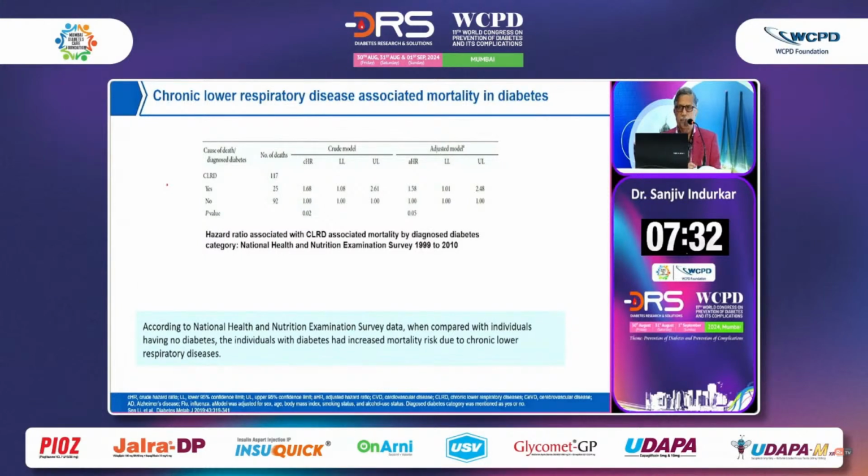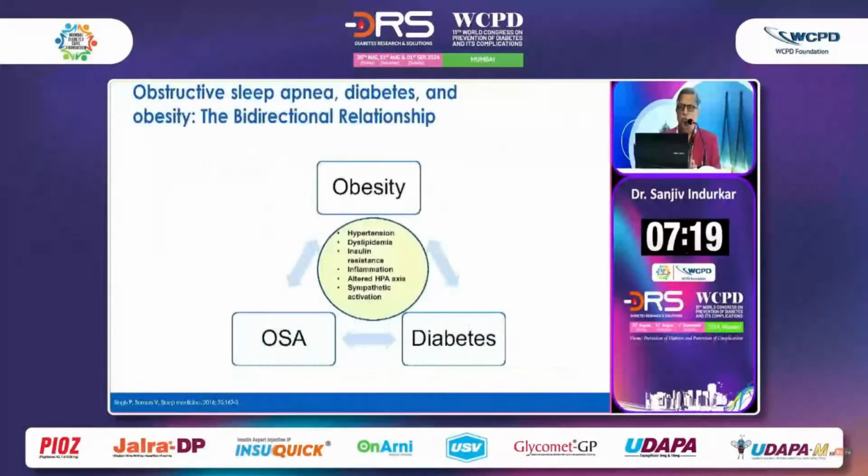Another bad news: if a patient has chronic hyperglycemia and chronic lower respiratory tract diseases, the mortality would be more in those who have uncontrolled hyperglycemia. Of late, in the last 10 years, obstructive sleep apnea is coming up in a big way with respect to obesity and diabetes, and the diagnostic parameters to do it, especially sleep studies, are available widely.